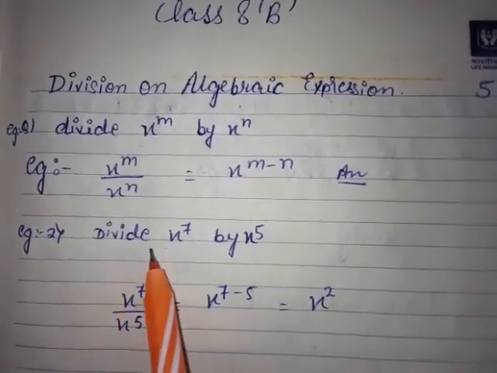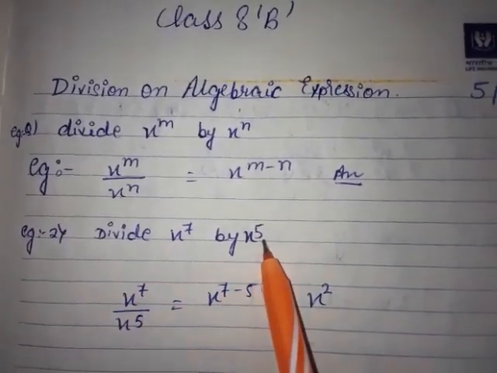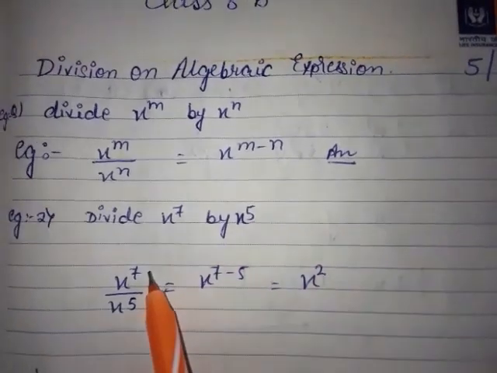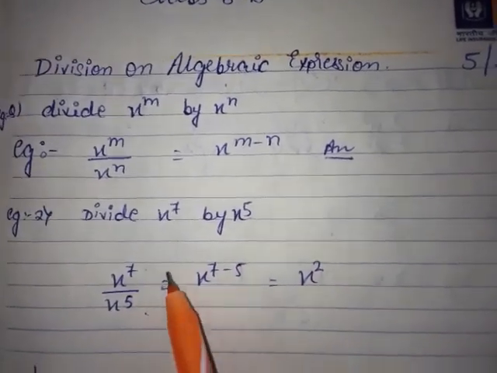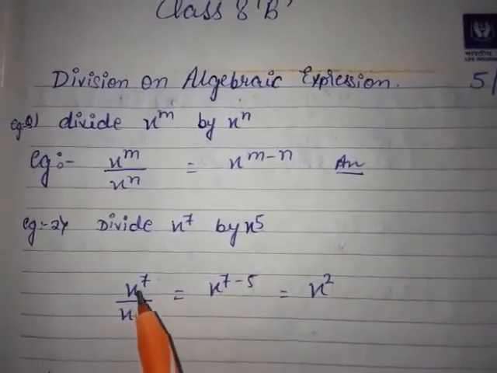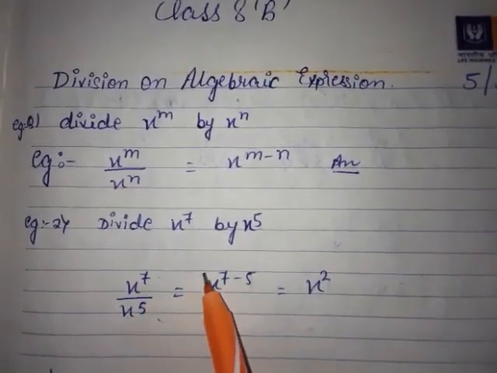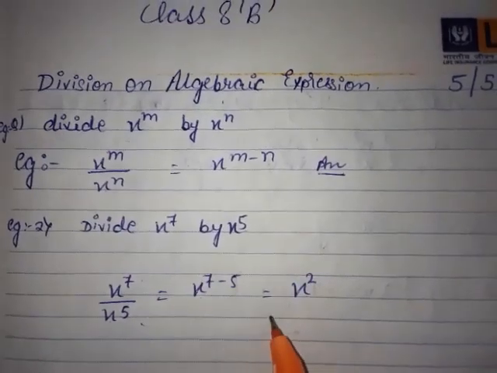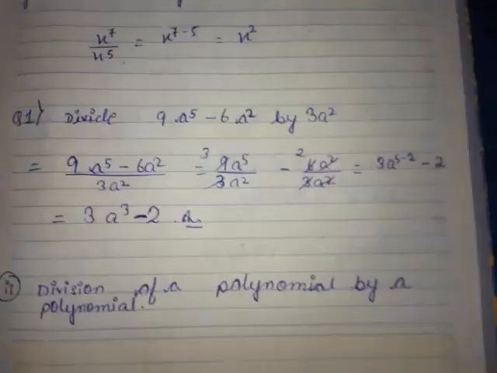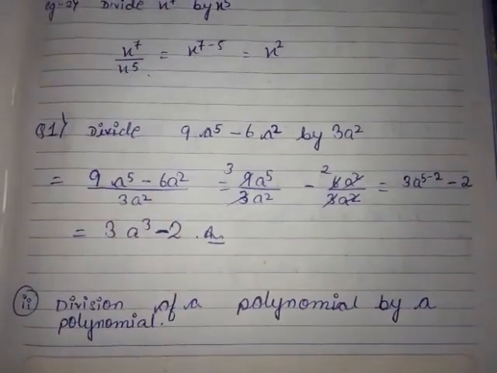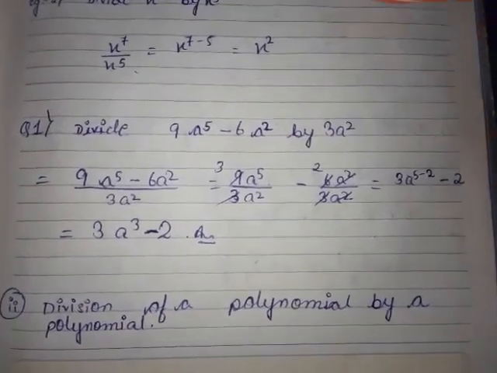Another question is, divide x to the power 7 by x to the power 5. So x to the power 7 by x to the power 5 is equal to x to the power 2. Here you can see both the bases are the same, so I have written it once, and the upper power 7 minus the lower power 5 gives x to the power 2 as the answer.